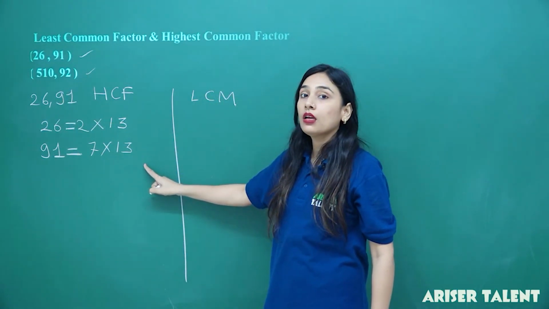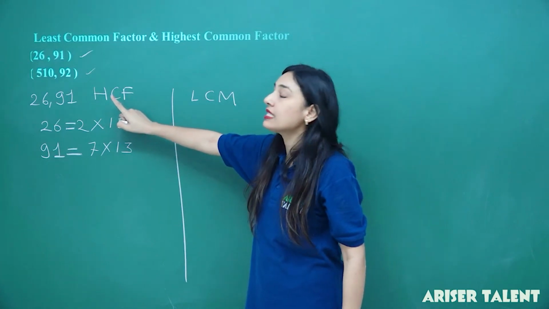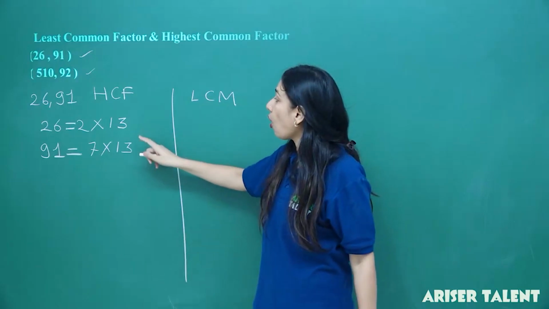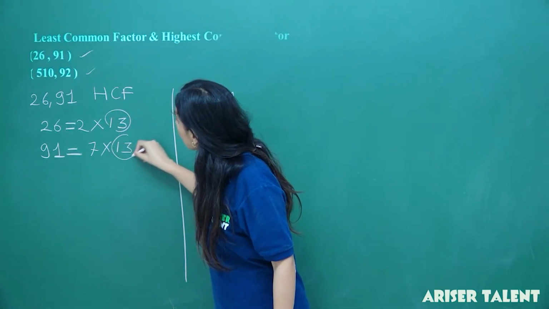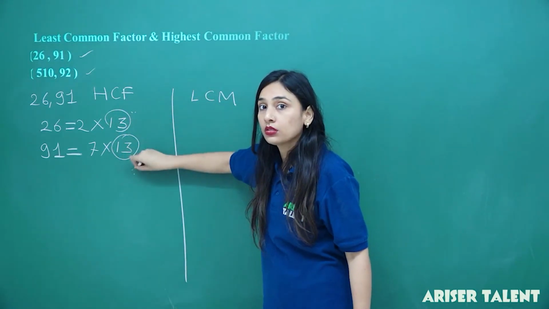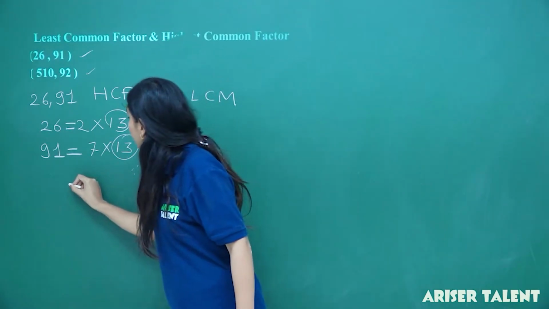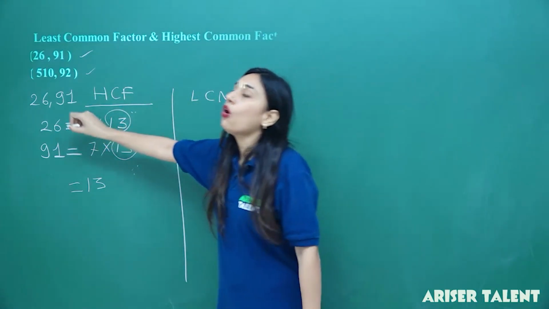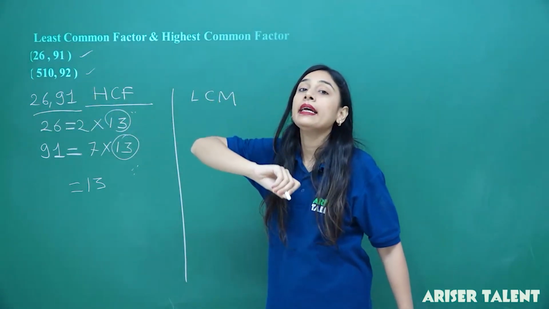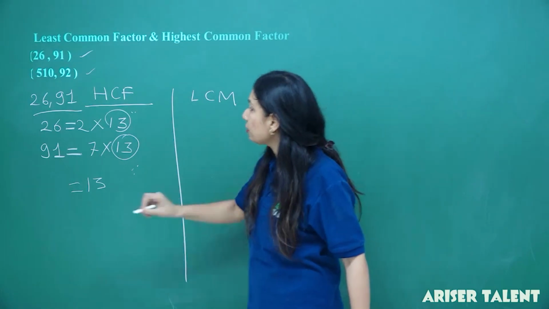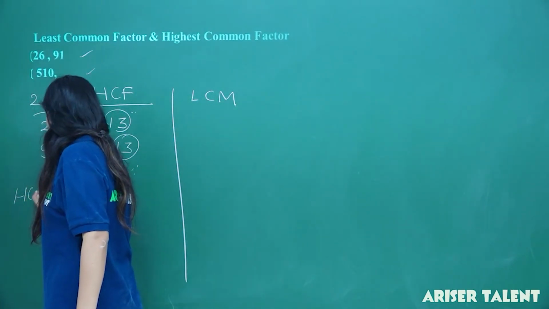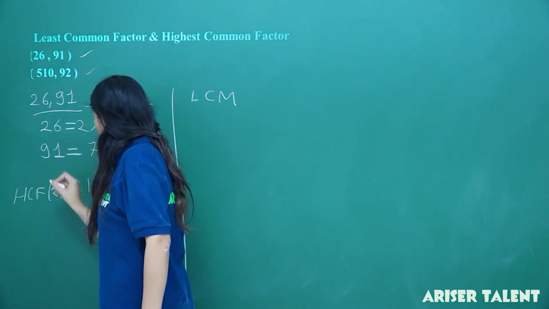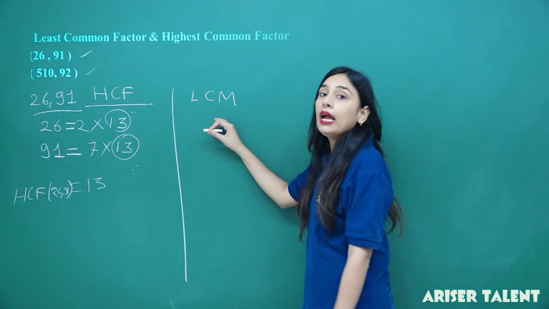Now, if we are talking about HCF, we have to pick out our commons here. So, 13 is common in both. So, we will write 13 as the HCF of 26 and 91. Right? HCF of 26 and 91.